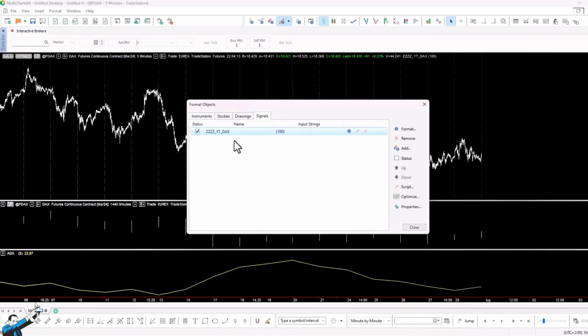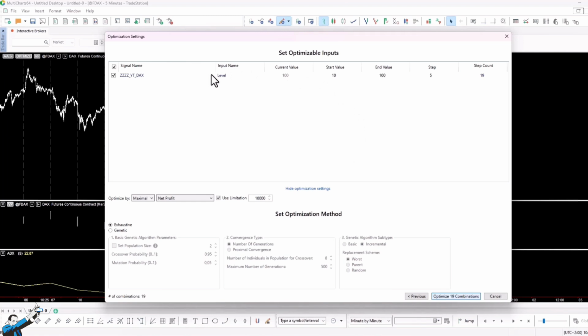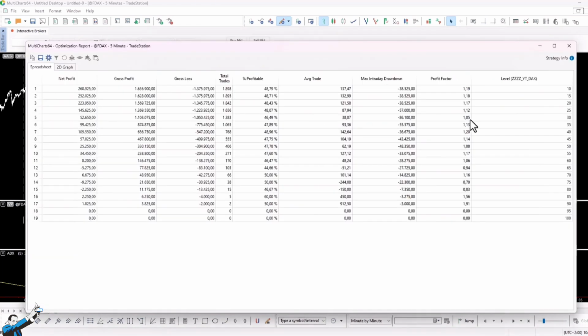Here, as you can see, I've already applied it to the DAX chart, so now we'll go and optimize the ADX threshold value starting from 10 to 100. Obviously, no trades will occur with 100 since the ADX can't exceed the value of 100. We'll use a step value of 5 and start the optimization. Here we have the results.